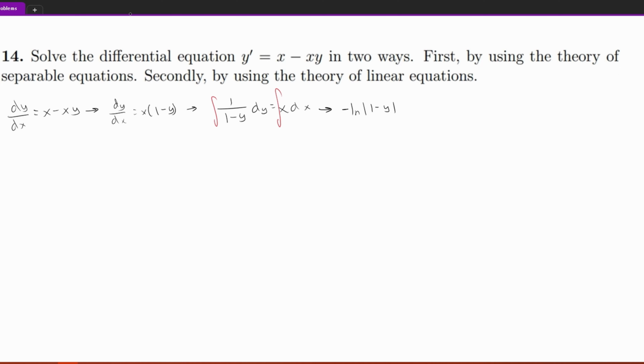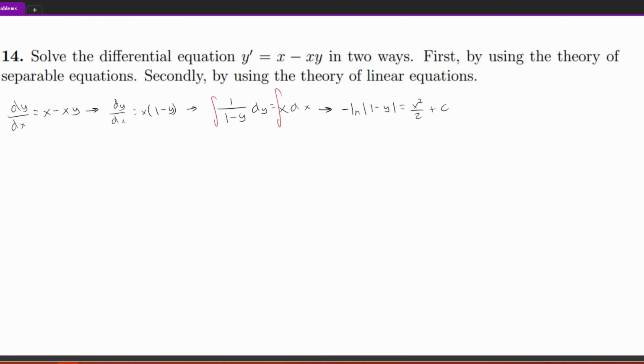If you don't know how to do that, basically if you have anything in the denominator right here, you can u sub it, and it'll get you to this as well. Or you can just know that if you have something like this, you put it in ln, and then whatever's in front of the y, you're going to put it outside. And this is going to be equal to our x squared over 2 plus c.